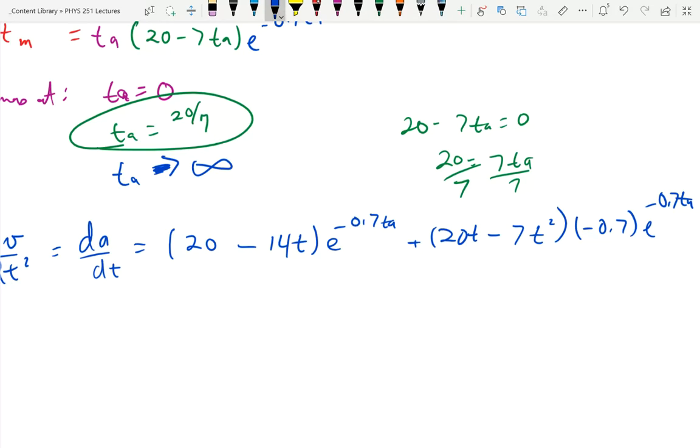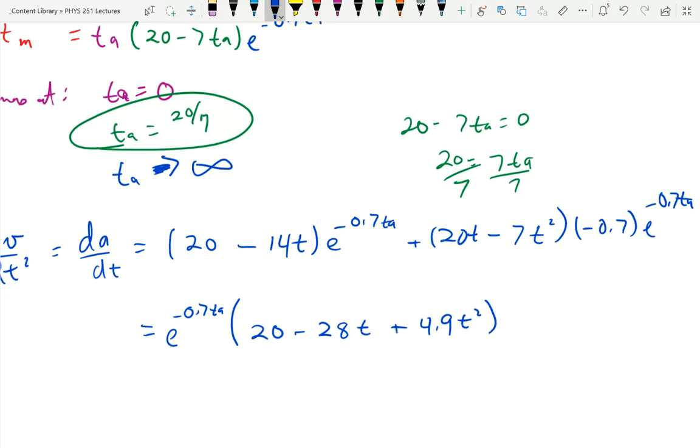And so once again, trying to write this in the simplest form, everything has e to the minus 0.7 ta in it. And then I have 20 minus 14 plus, or no, minus 14 again. Minus 14 minus 14, right? Check. Yeah. So minus 14 minus 14. And then plus 4.9 t squared.